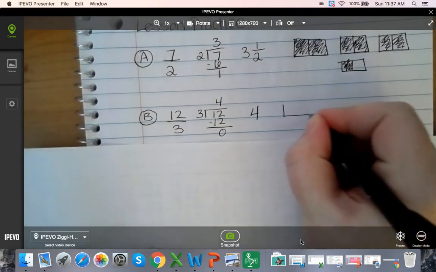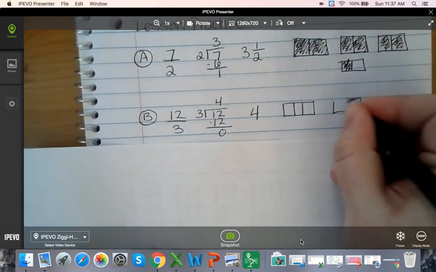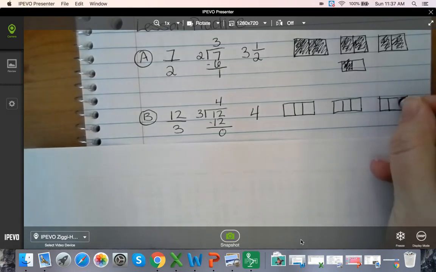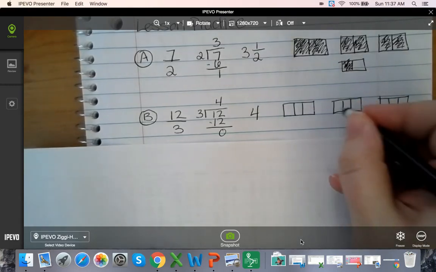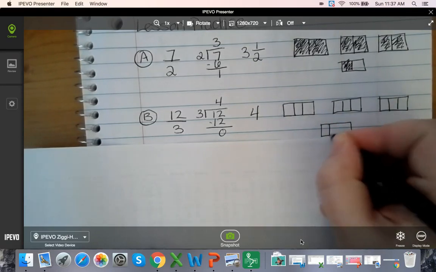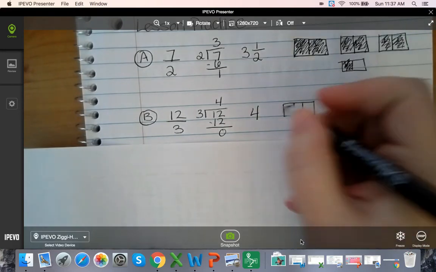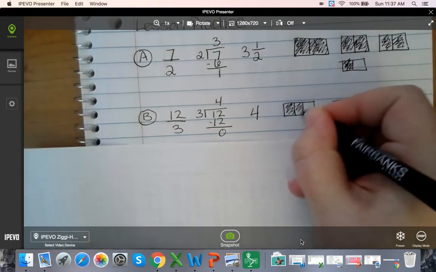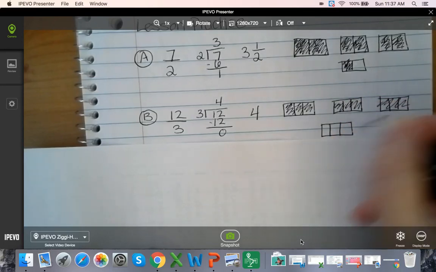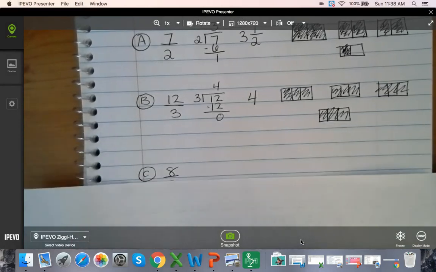So I need to make a shape that has thirds, and I need 12 of those thirds. So I have 1, 2, 3, 4, 5, 6, 7, 8, 9, 10, 11, 12. And that just means I have 4 wholes that need to be completely shaded in. All right, I'll make that fast. Okay.